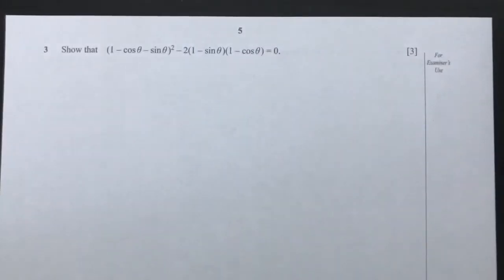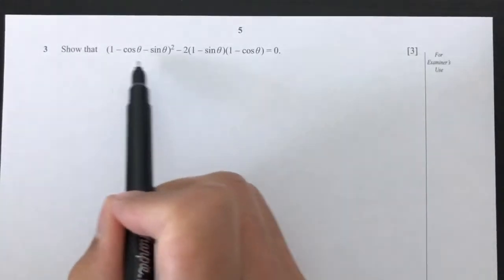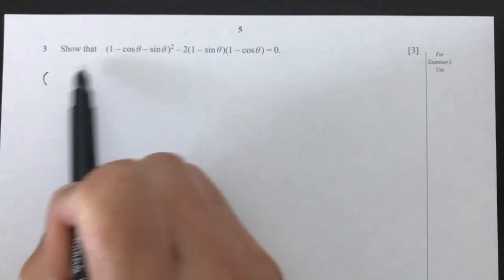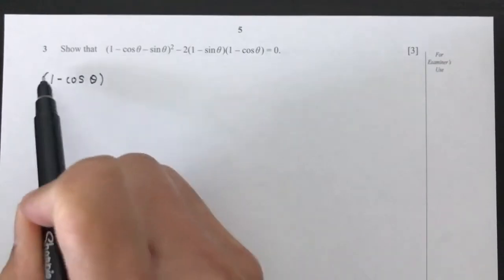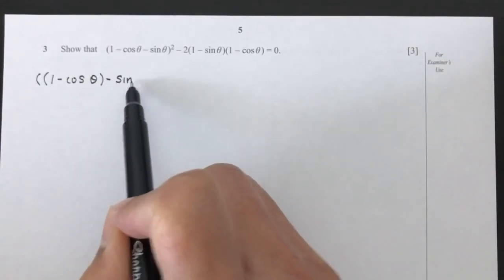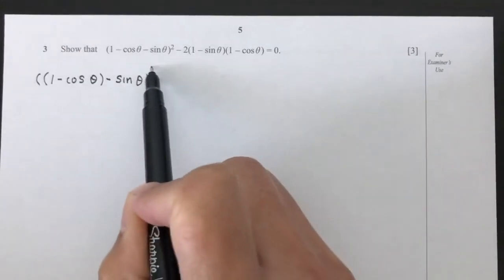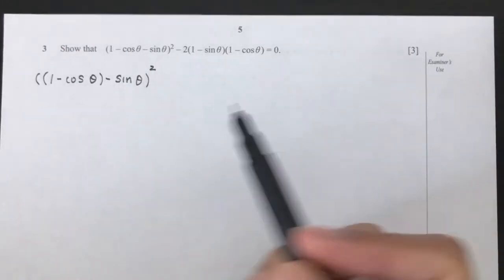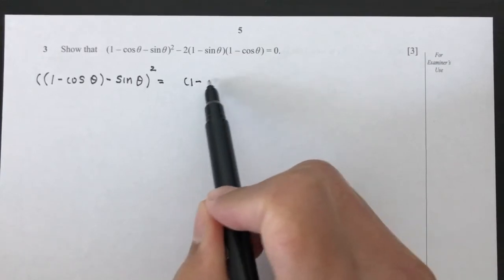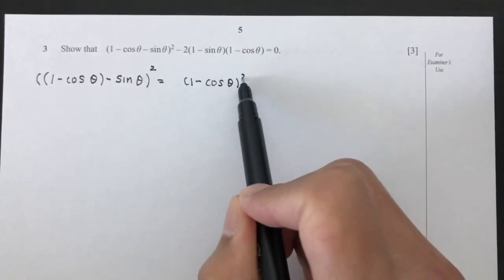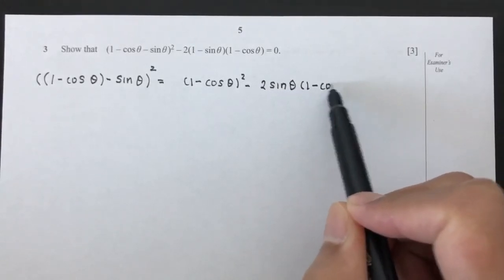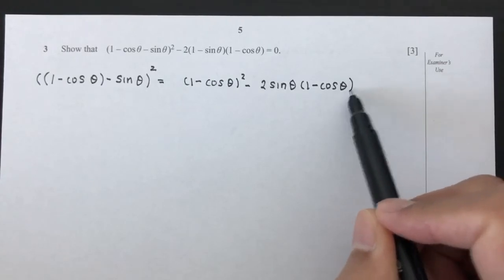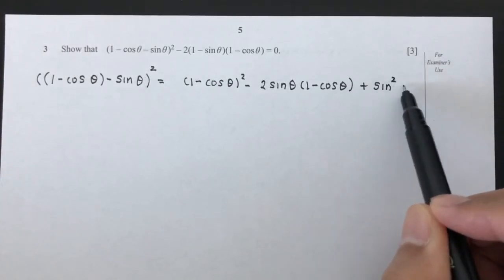So we have to show that this minus this is equal to 0. So let's see what we can do. Let's expand this on one side. So we can rewrite this as 1 minus cos theta minus sine theta. It's the same thing, we just rewrote it. Square. Now what happens if you expand this? Let's try. You will have 1 minus cos theta square, minus 2 sine theta times 1 minus cos theta, and then plus sine square theta.